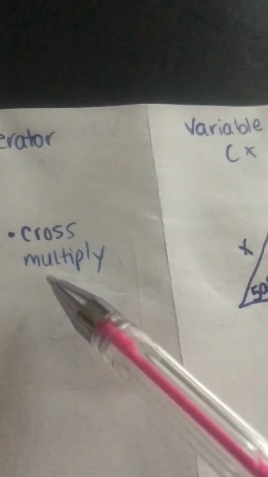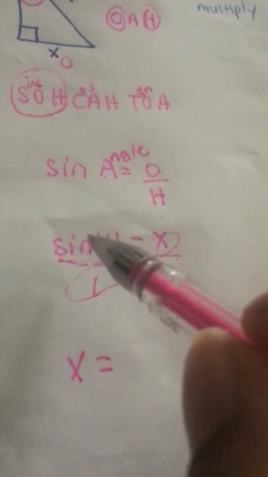Okay, so if you look at the rule of what to do, it says here that we need to cross multiply. Remember, there's an imaginary 1 here. So when we cross multiply, it's 1 times X, which is X. It's 16 times the sine of 41.